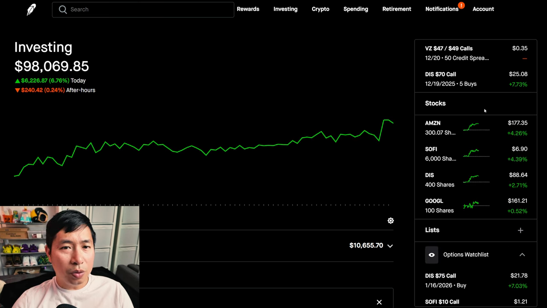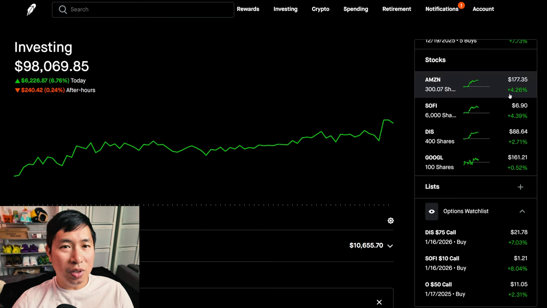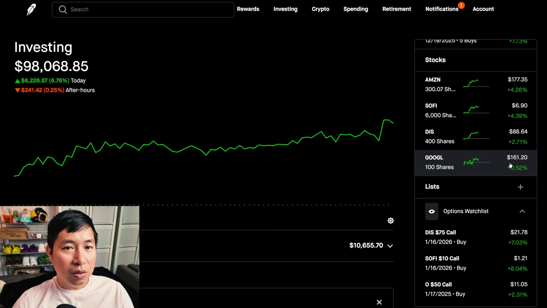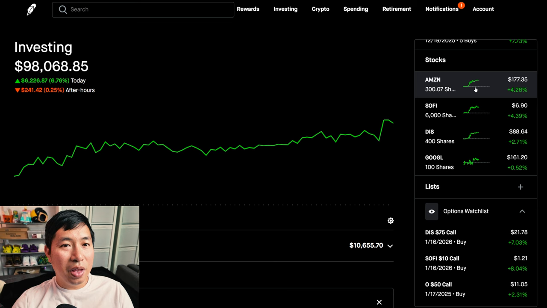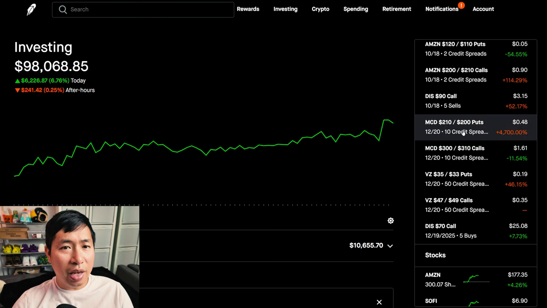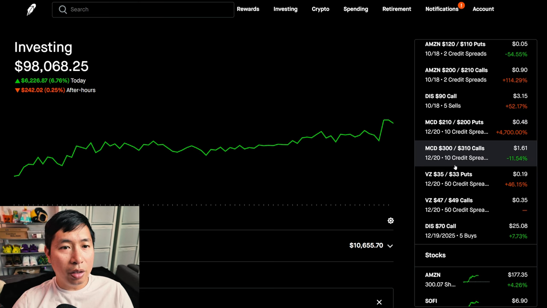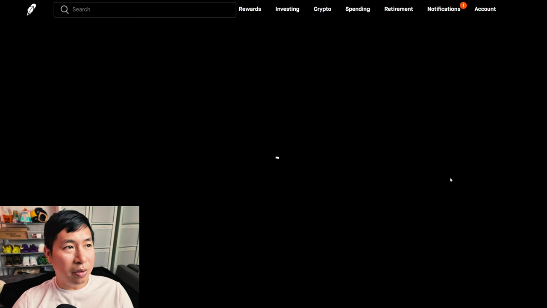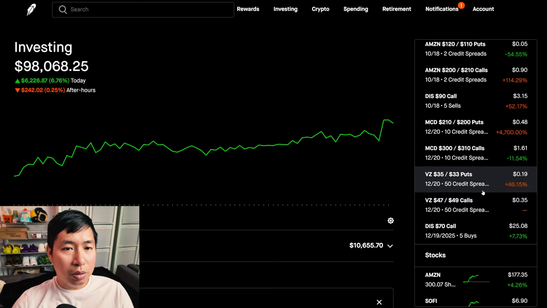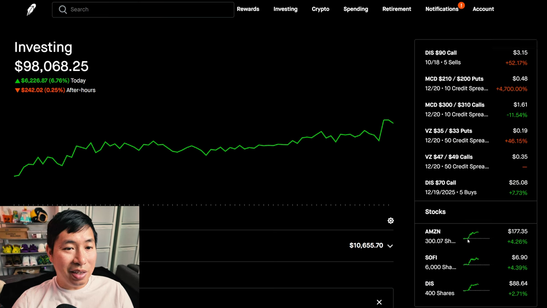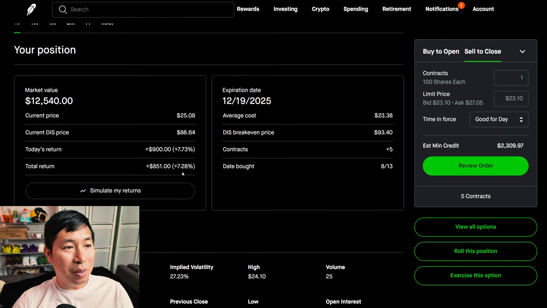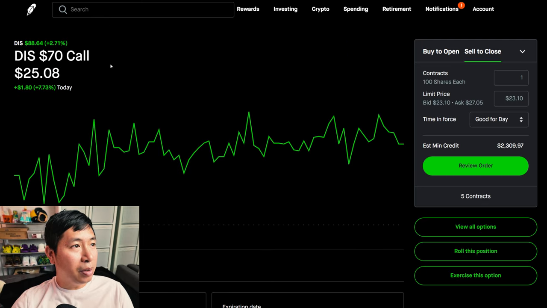So all of my positions were green today in terms of stocks. Amazon was up over 4%, SoFi up over 4%, Disney 2.71%, Google up 0.52%. So everything was green today in terms of stocks. And then for McDonald's, it's staying in between the range that I would like for my Iron Condor. Same thing with Verizon. Verizon is pretty much at 40 right now, which means it's in between the range of my Iron Condor. So that's good. So I have a Disney $70 call expiring at the end of 2025, and today that was up over 7%, so I'm happy about that.